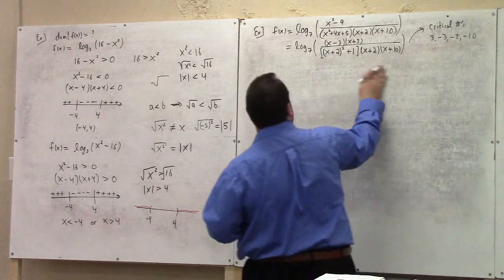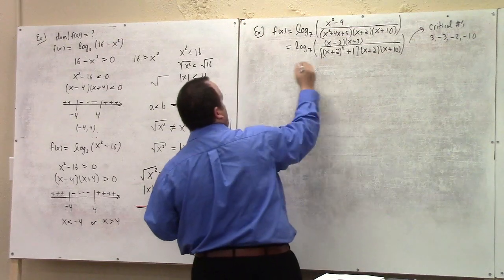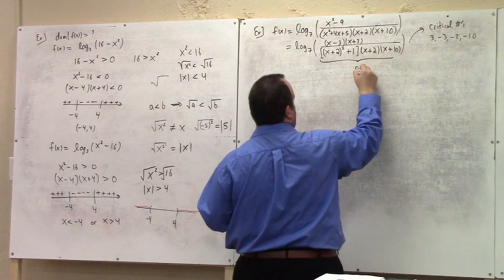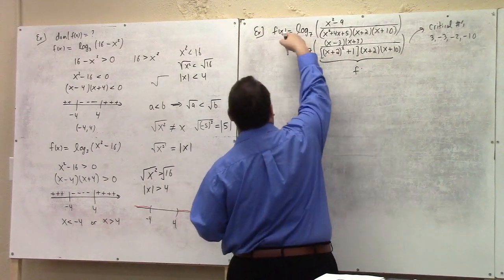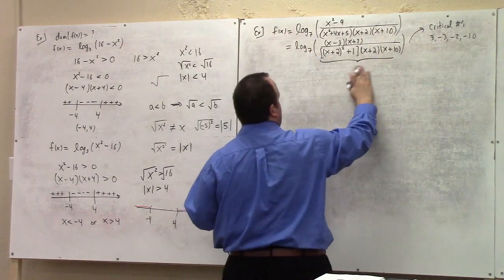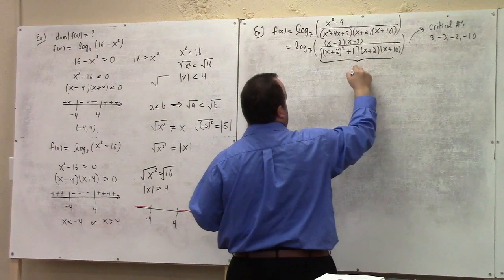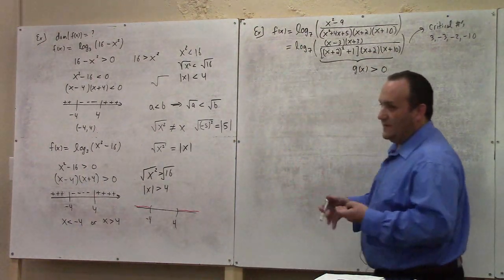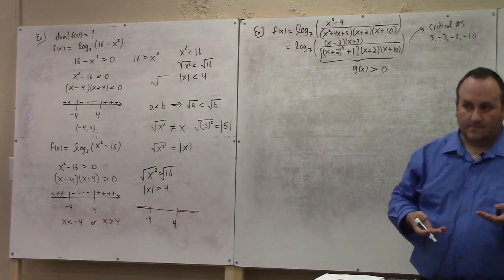And so we need that this, let me call this thing f of x. Oh, I better not call it f of x. That's already taken, right? Let's call it g of x. We need g of x to be greater than 0, right? Because the log has to take a positive input.